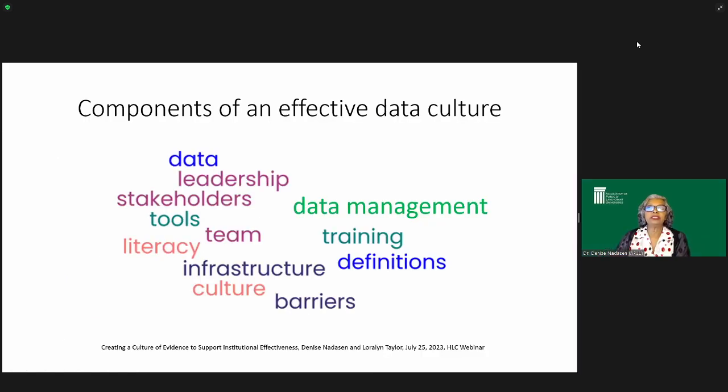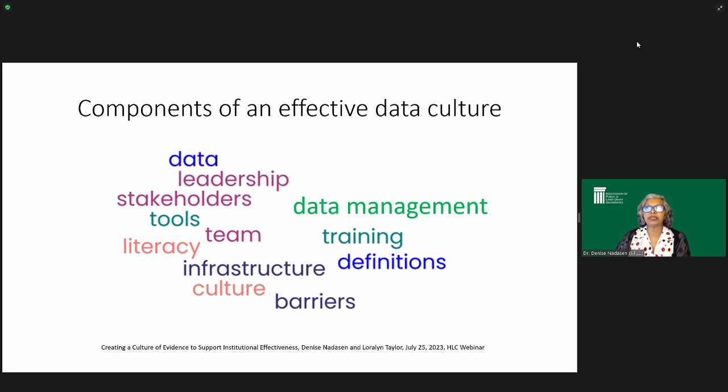So these are the general components of an effective data culture. Infrastructure, tools, and barriers tend to relate to structures and foundational components that are needed in order to promote the use of data. The data, the definitions, the data management, and the training all relate to the content needed to use the data effectively. However, stakeholders, leadership, culture, team are really more about the environment, and that's a really important part of creating a data-informed culture.